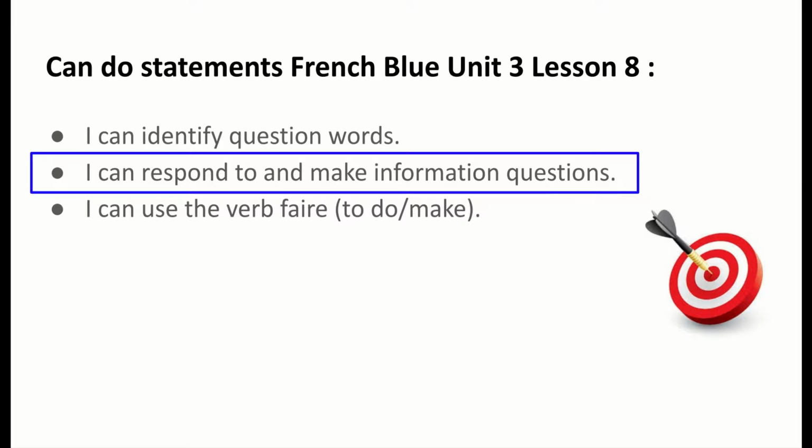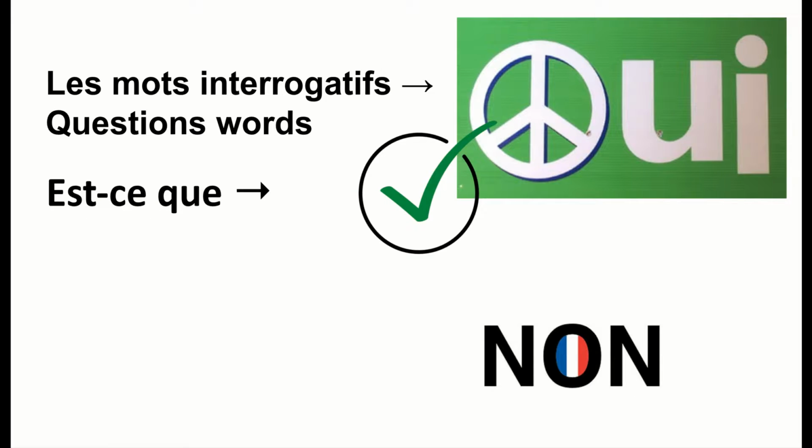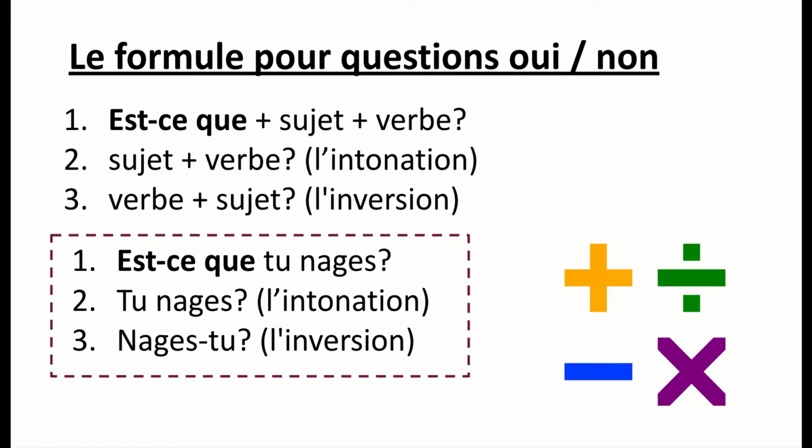Okay, so we're going to review now how to respond to and make information questions. So the first kind of expression for questions is est-ce que, which is a yes/no question. Okay, oui, no, as a est-ce que is a yes/no question. And to make yes/no questions, or to recognize them, I should say, voilà le formule.